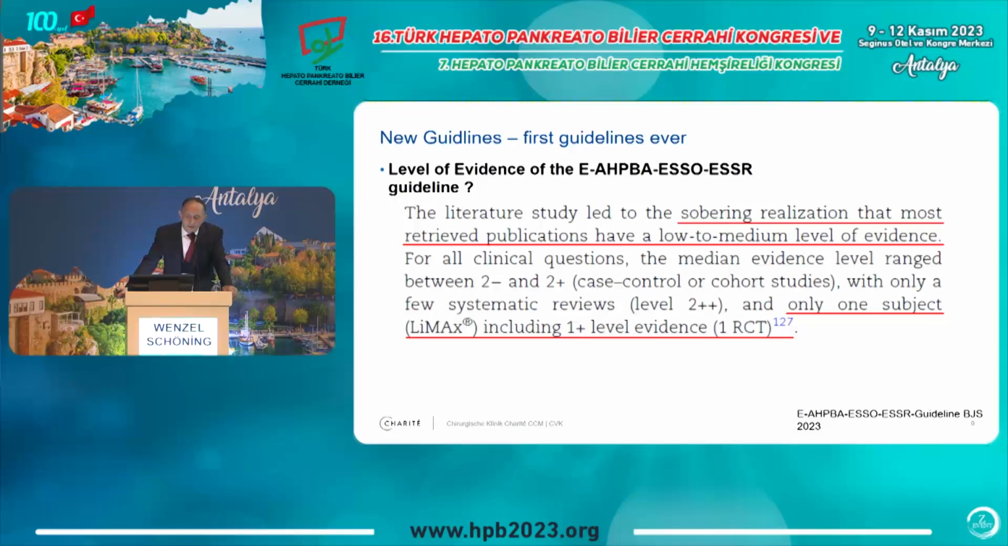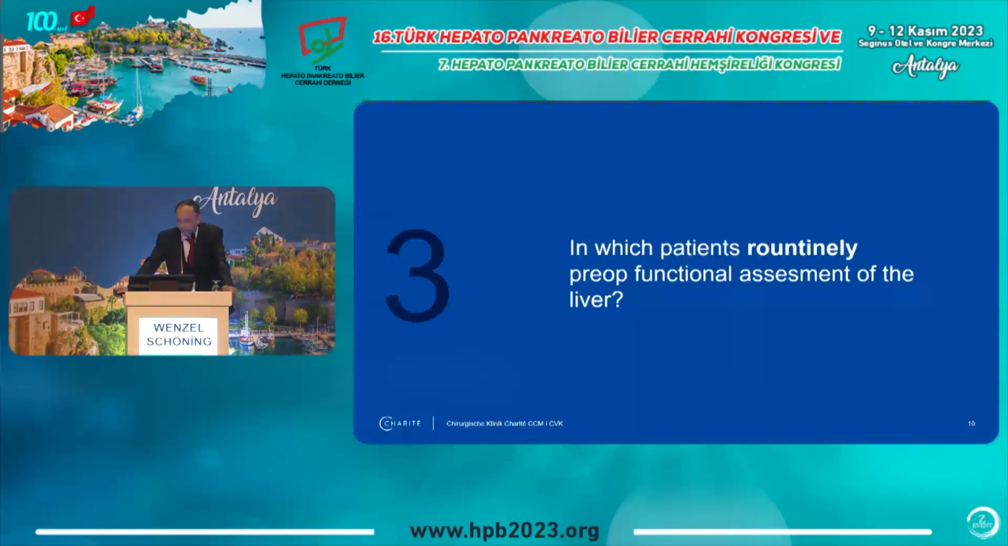What was the level of evidence in the new guideline? This is from the authors themselves, and they said they had the sobering realization that most retrieved publications have a low to medium level of evidence. There was only one subject, a special liver function test, the so-called LiMAx test that we use at Charité, that included 1+ level of evidence because there was one RCT.